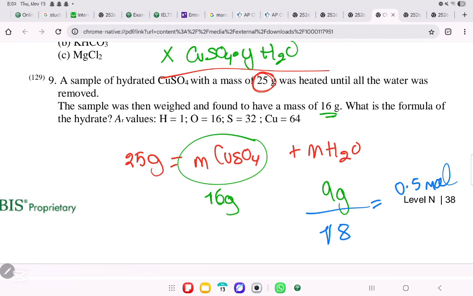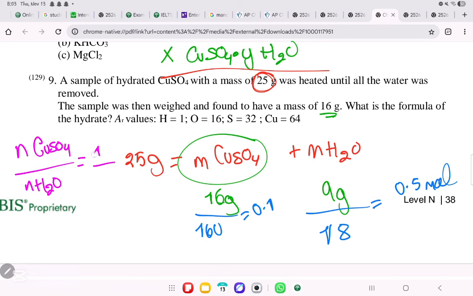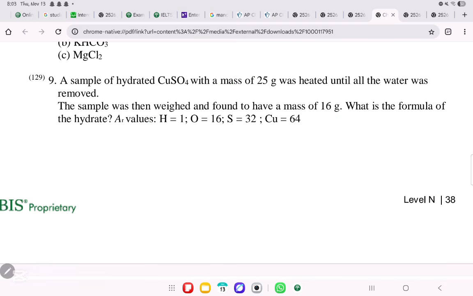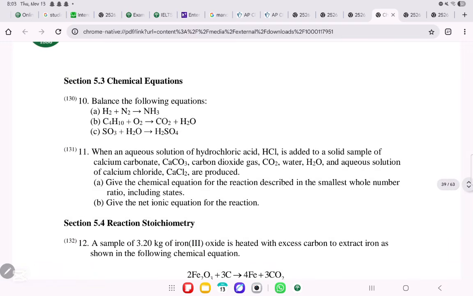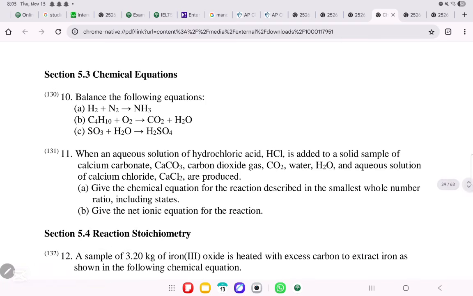And then for CuSO4, the mass over the molar mass will give me the number of moles, which is 0.1 mole. Now how do I find the formula? I'm going to make it a ratio, right? So I'm going to do the number of moles of CuSO4 over number of moles of H2O. It's going to give me an answer of 1 over 5. That means 1 CuSO4, 5 H2O. So this is my answer. Just like that, we finished 5.2.